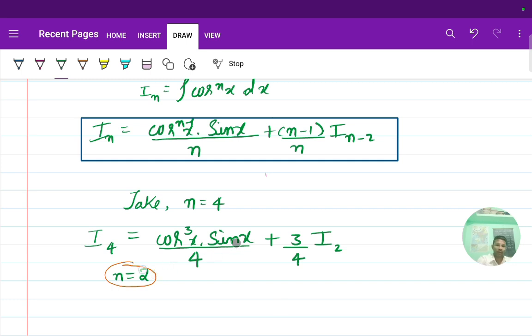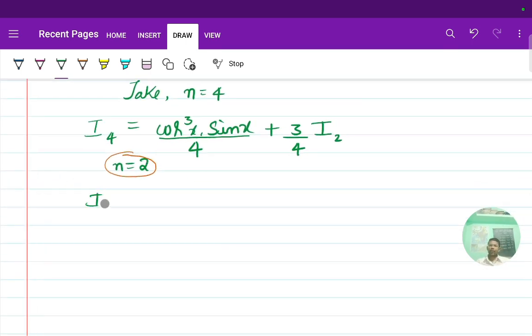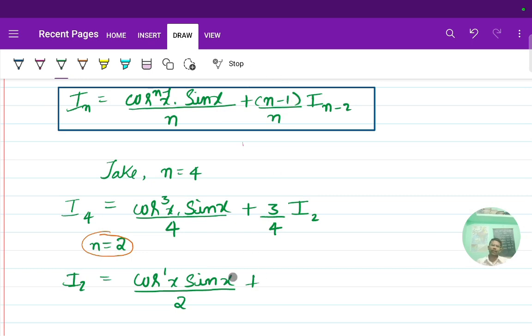Then I2 is equals to cos power 2 minus 1, 2 minus 1 is 1, so cos power 1x into sin x divided by n is 2, so divided by 2, plus n minus 1, 2 minus 1 is 1, divided by n is 2, into I, here 2 minus 2 is 0, that is I naught.